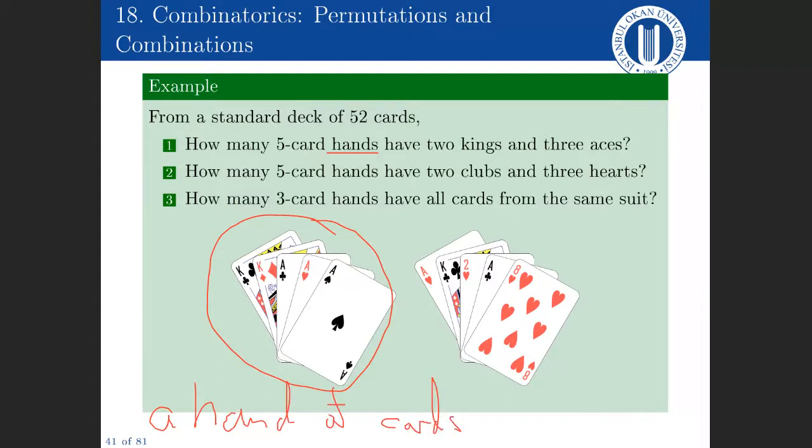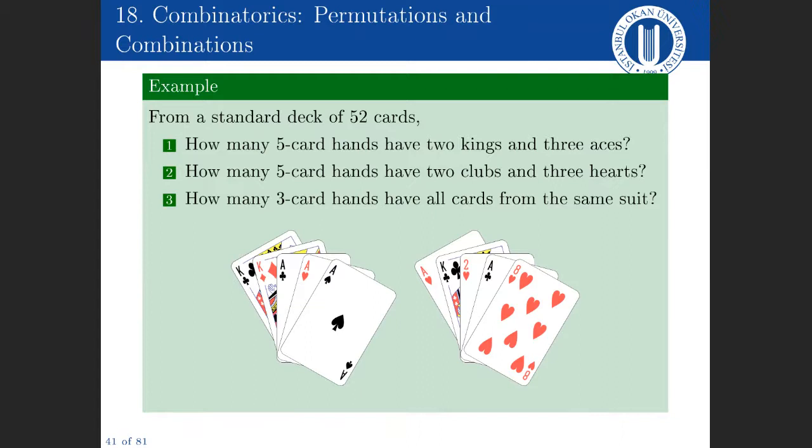So, for example, these 2 pictures at the bottom of the screen are hands of cards. The first question is, how many 5-card hands have 2 kings and 3 aces? Question 2, how many 5-card hands have 2 clubs and 3 hearts? Question 3, how many 3-card hands have all cards from the same suit?